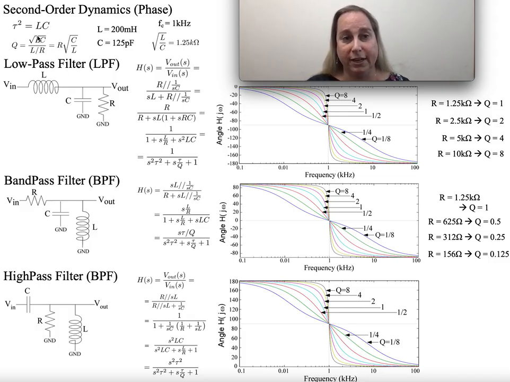And if I take a look at LC, which is tau squared, just use two values, 200 millihenries and 125 picofarads. That gives me a time constant of 0.16 milliseconds, or a corner frequency that's basically 1 kilohertz, which is really nice for plotting. Yes, I did choose some values so I could actually work with it. Keep the math really simple.